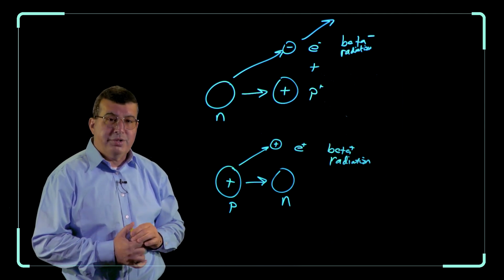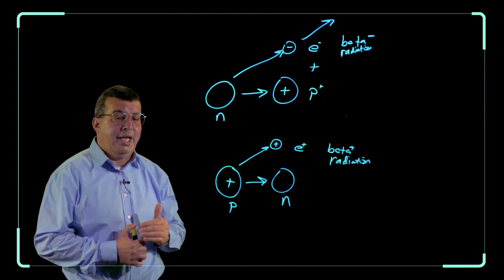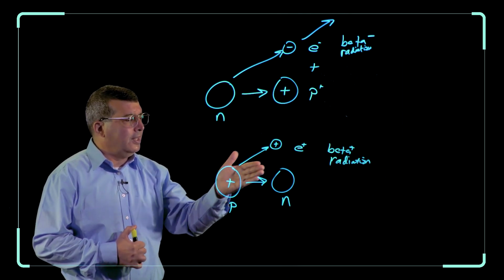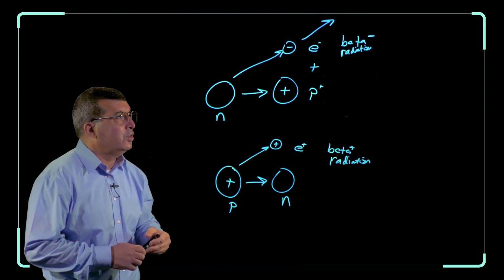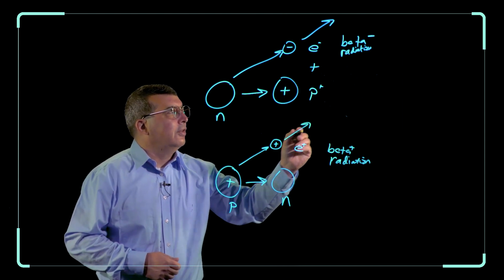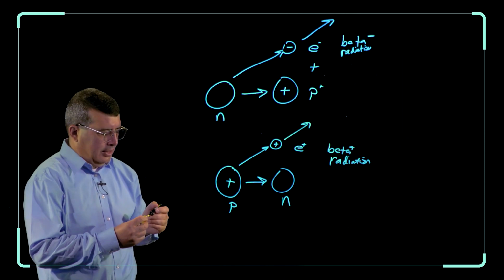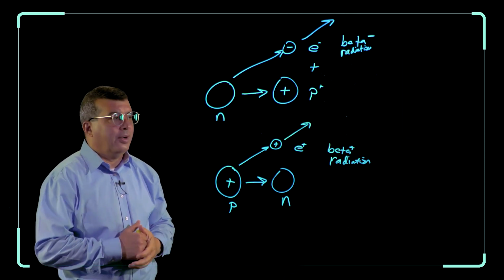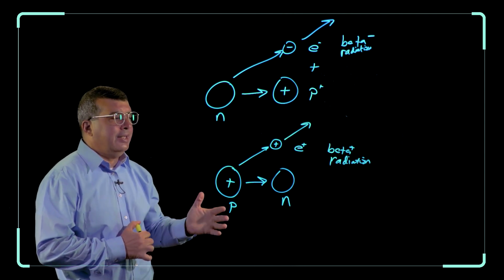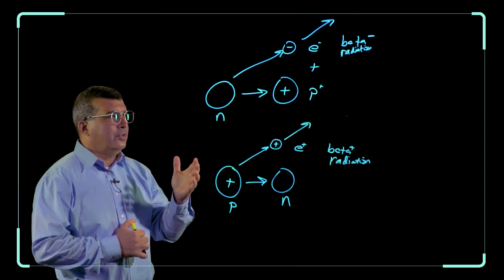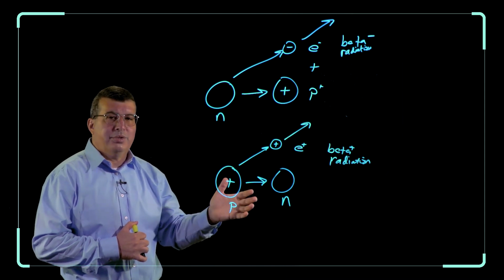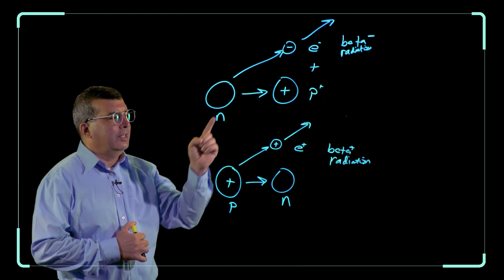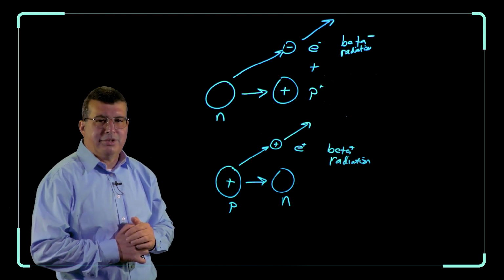So this is the first type of nuclear reaction that we can have. We can have a neutron turn into a proton, or a proton turn into a neutron and shoot out either an electron or a positron, also called a beta particle. So this is beta emission. We have a neutron turning into a proton, or a proton turning into a neutron and emitting a beta particle, either an electron or a positron.